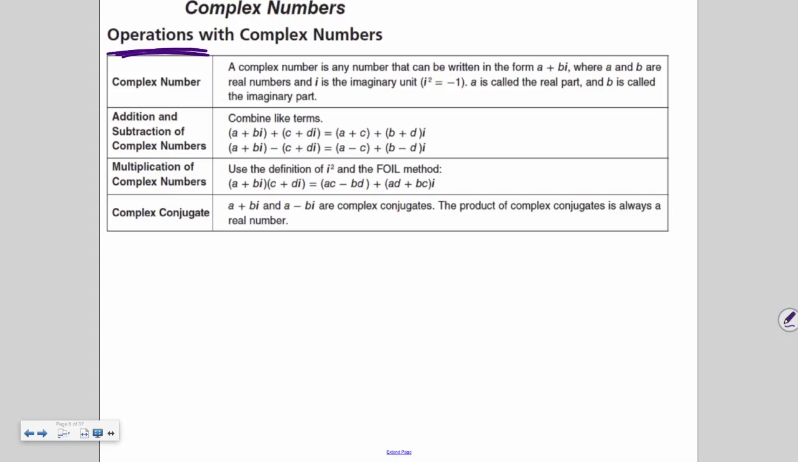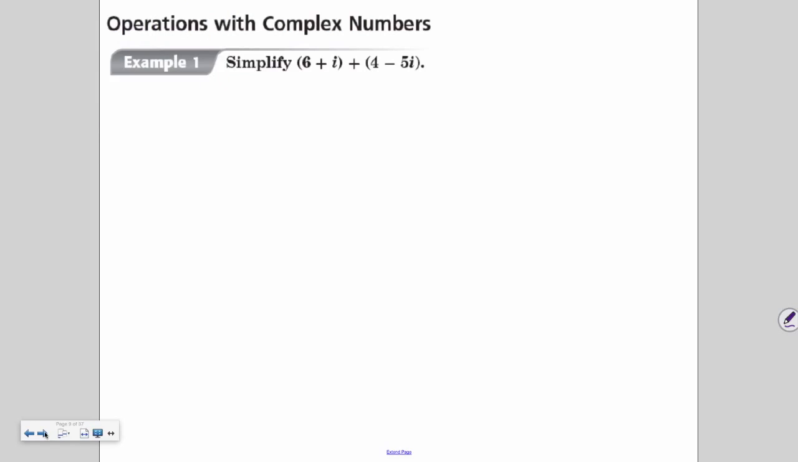So operations is really just addition, subtraction, and multiplication. That's all it is, and all it is is combining like terms. Okay? We have done this with variables before. So I'm adding two things together, so I'm going to combine like terms.